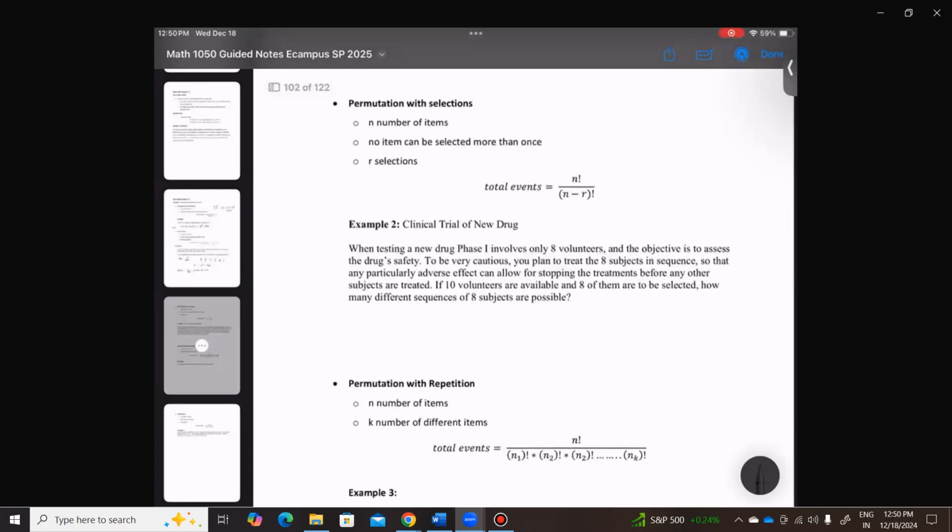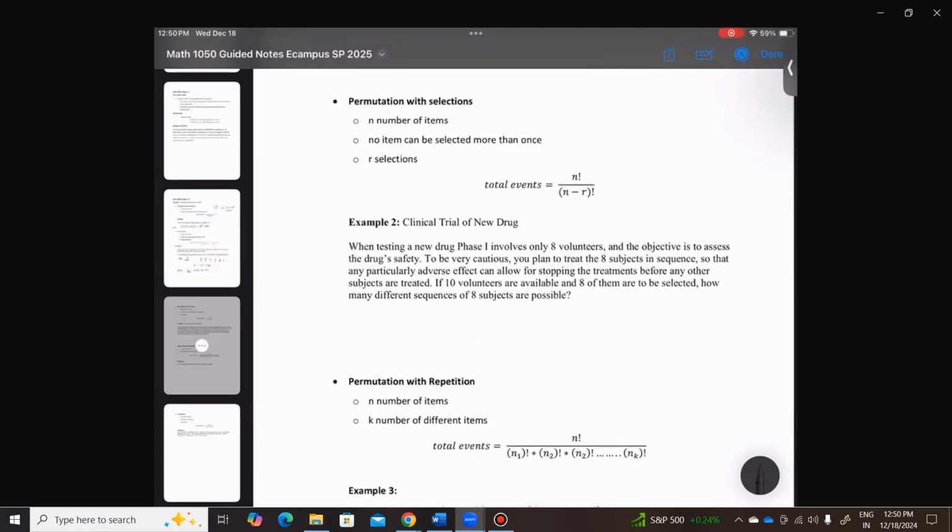In the next one, permutations with selections. Here, you're not selecting all, you're selecting a certain few. It's still the case that we're not going to select any item more than once, and we're only selecting so many. So R will be less than n. To calculate this, your total events will be n factorial over n minus r factorial.